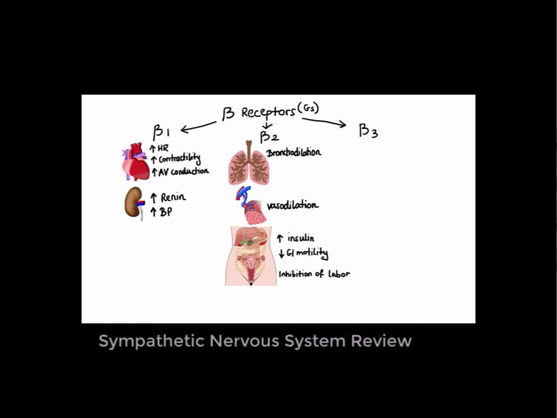And now, before we move on, let's not forget about beta 3 receptors. Beta 3 receptors are mainly located in adipose tissue, and when activated, they lead to increase in lipolysis, or simply breakdown of stored fat. Beta 3 receptors can also be found in the urinary bladder, and their activation there is thought to cause relaxation of the bladder and prevention of urination.